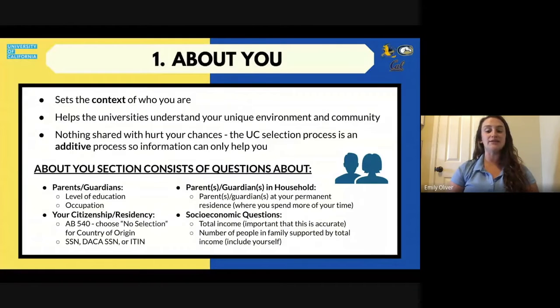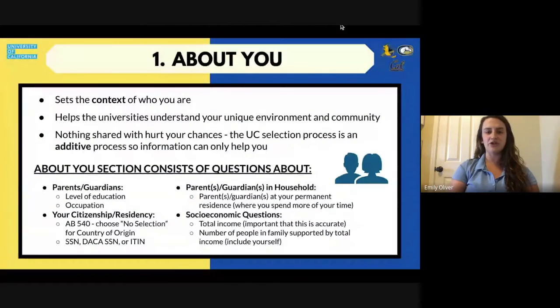It will also ask you the number of people in your family or household that are supported by this total income. So if you have siblings, you're going to count those, and you're going to count yourself as well. So you want to make sure that number includes your parents or guardians, your siblings, and yourself. And again, any of these questions you can ask us, and we definitely will help guide you because, again, this is important in terms of determining other things later on, like the fee waiver.